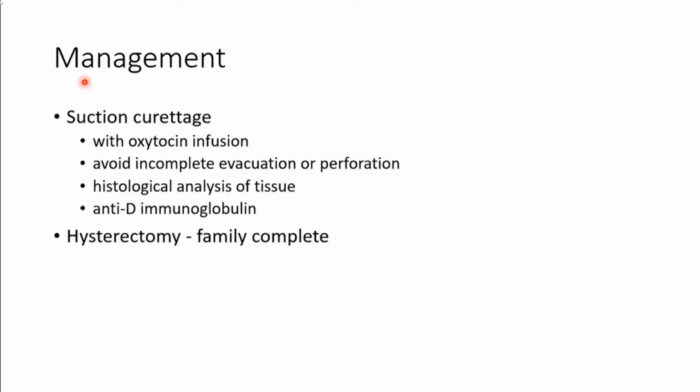Let's discuss the management of gestational trophoblastic disease. The main management is suction and curettage. It should be done along with oxytocin infusion. A trained staff has to perform the suction and curettage in order to avoid incomplete evacuation or perforation. Histopathological analysis of tissue should be sent after curettage. Anti-D immunoglobulin also has to be administered in case of a negative blood group. Hysterectomy can be performed if the woman has completed her family.